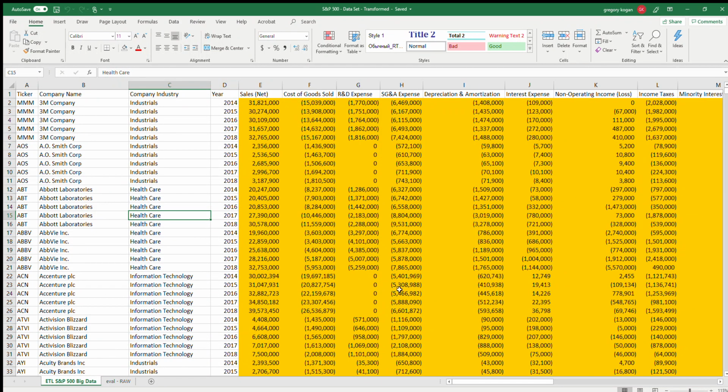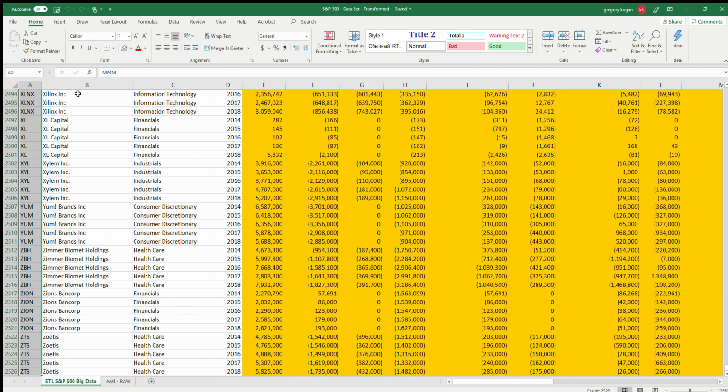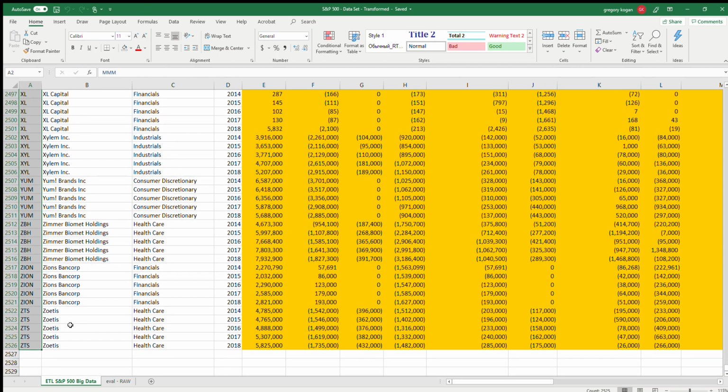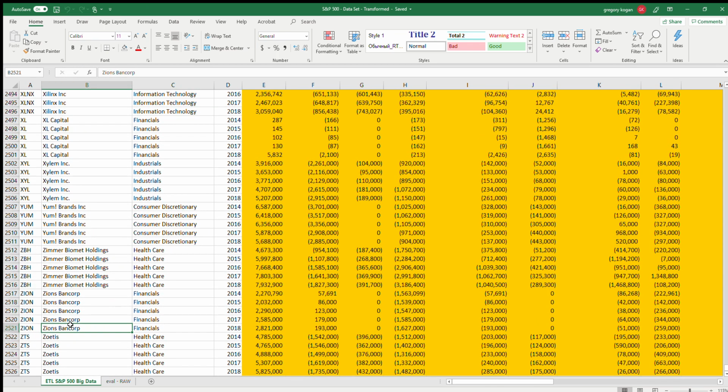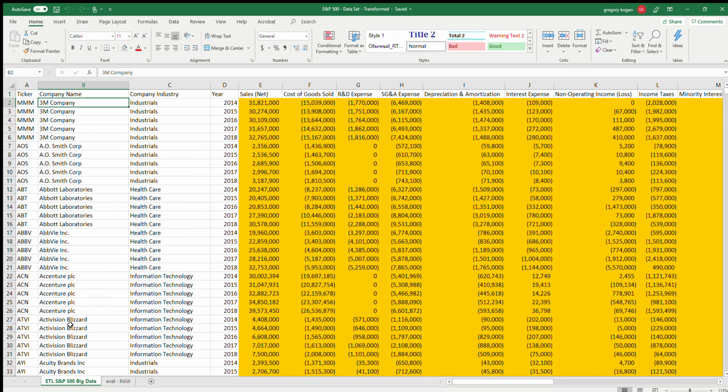So moving on to our data, this is the data that we're going to have for the semester. And just to give you a little bit of background, this is the S&P 500. So we have essentially the companies that are in the S&P 500. And so we have 2,500 rows approximately of data here, because each company is showing up for 5 years.